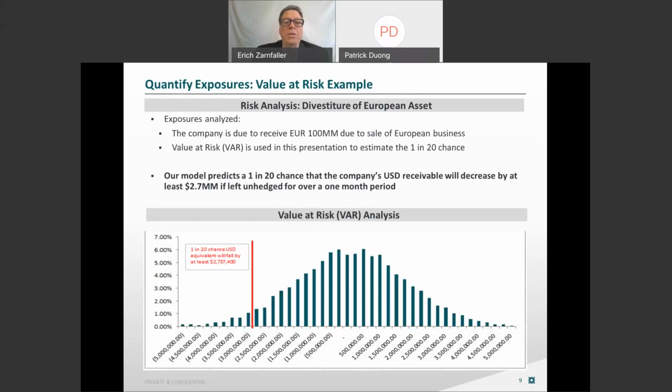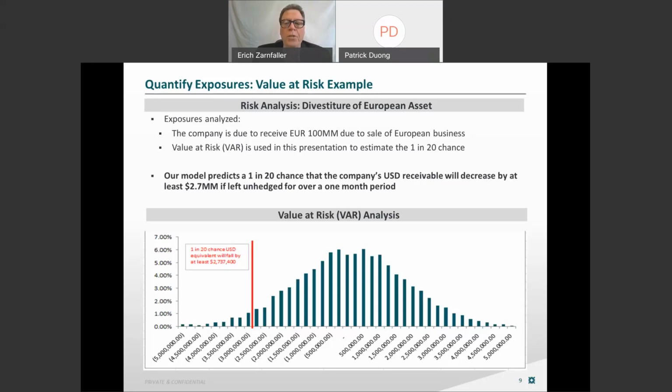Basically, the question from this analysis to be answered is the bolded statement in the middle of the slide. Does the company hedge a 1 in 20 chance of losing $2.7 million in cash based upon the probability of exchange rate movements? The answer lies in management's risk tolerance and the objectives of the hedge program. One of the benefits of the value at risk analysis is that this method not only quantifies the potential monetary impact, but it places the impact against a probability, or let's say a confidence level, that management can understand against the significance of the exposure.